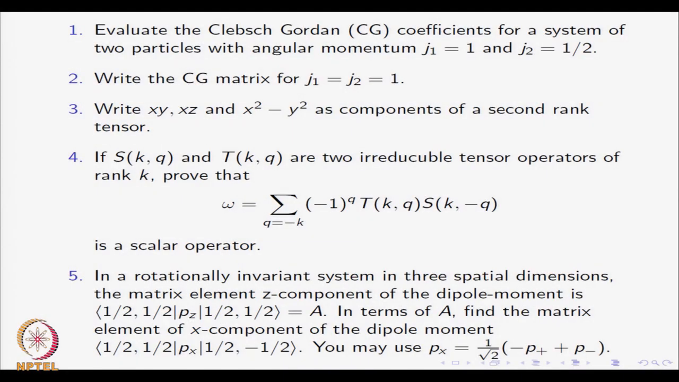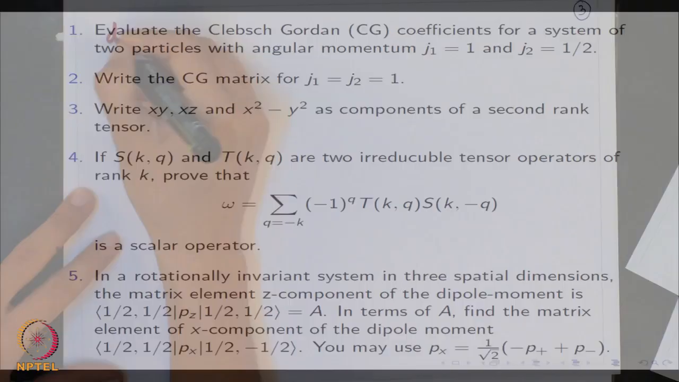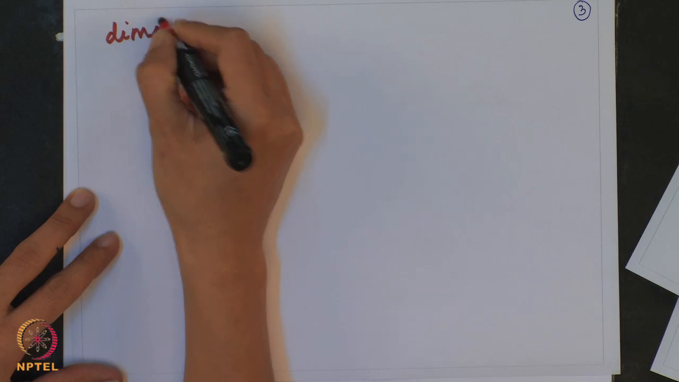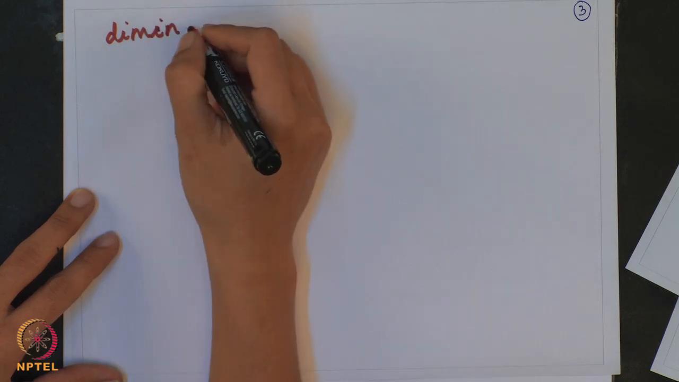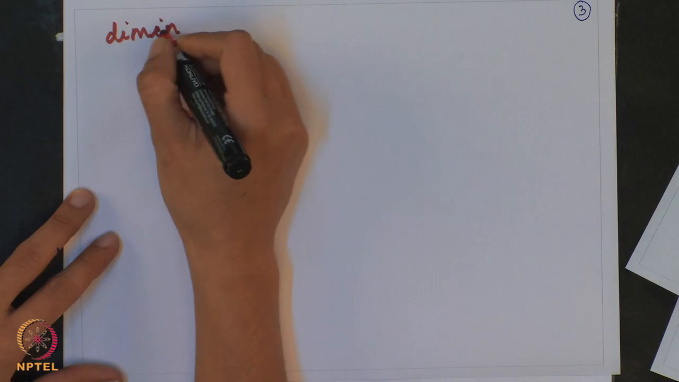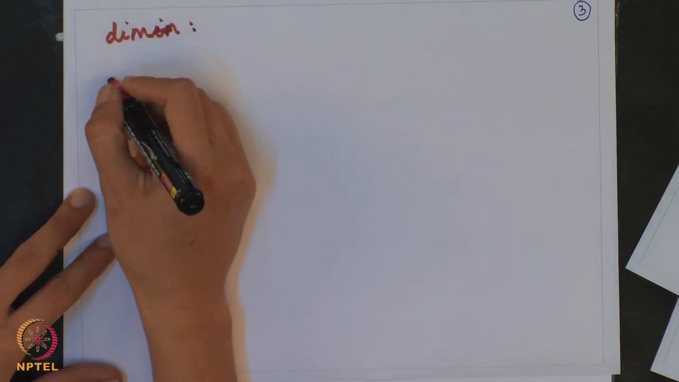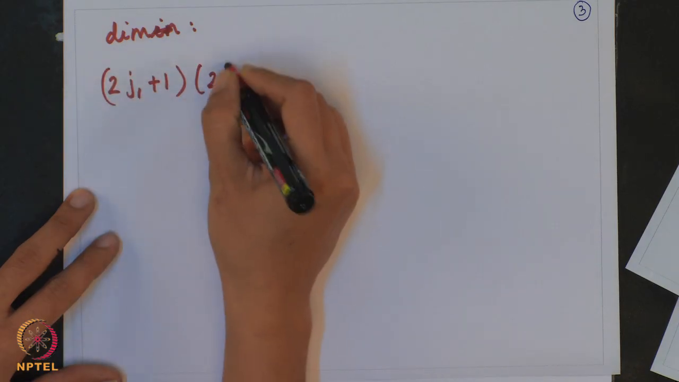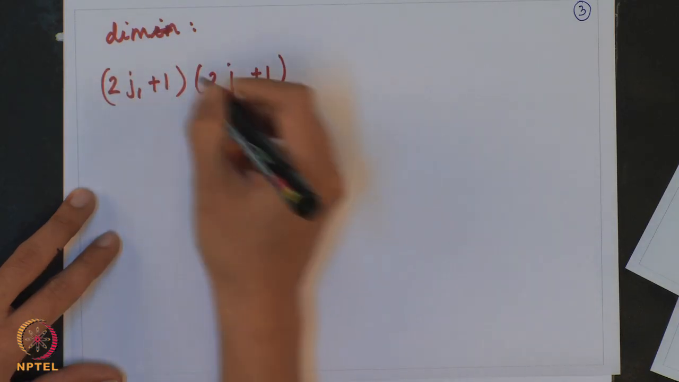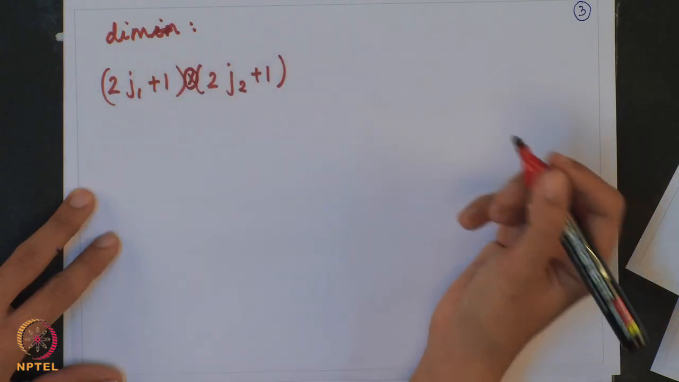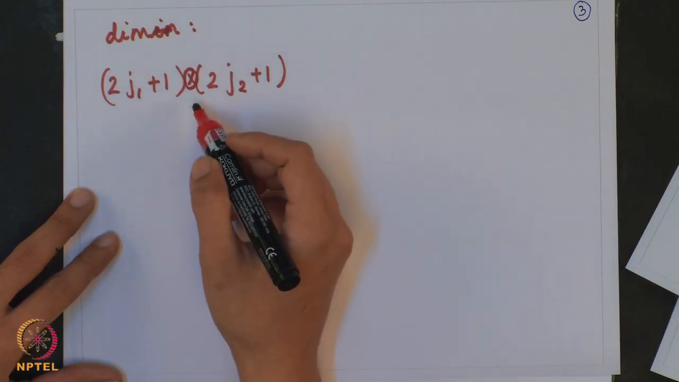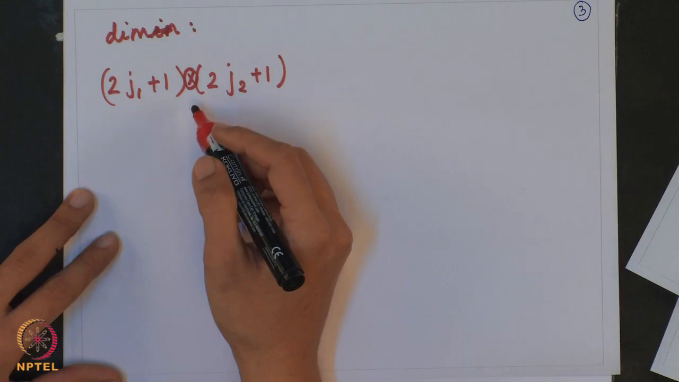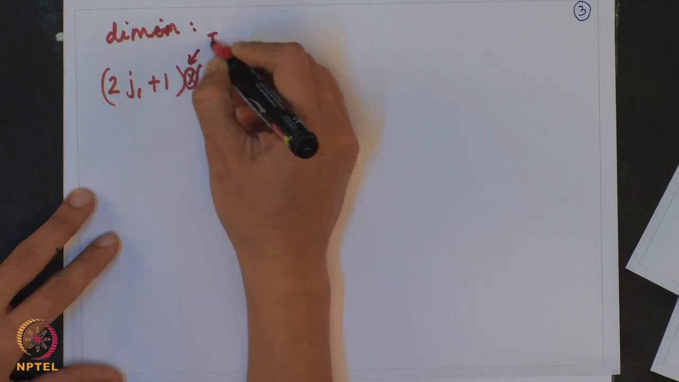In general, the dimensionality of the coupled and uncoupled bases can equivalently be written as 2 J1 plus 1 into 2 J2 plus 1. This will be a product, but remember, it is a tensor product, not a direct product.